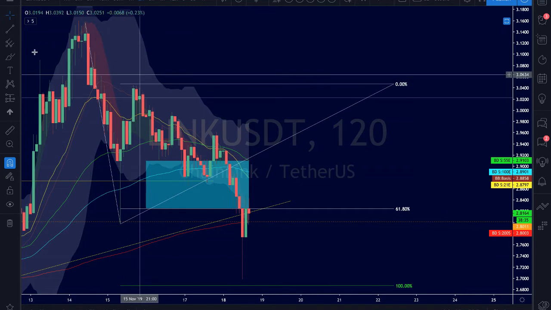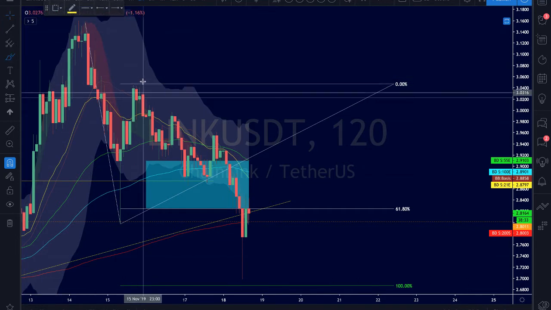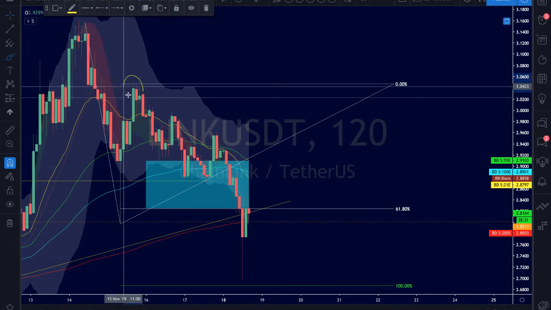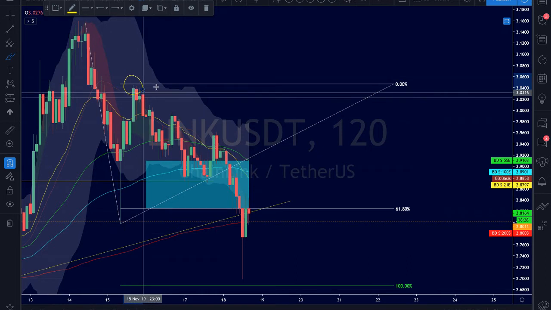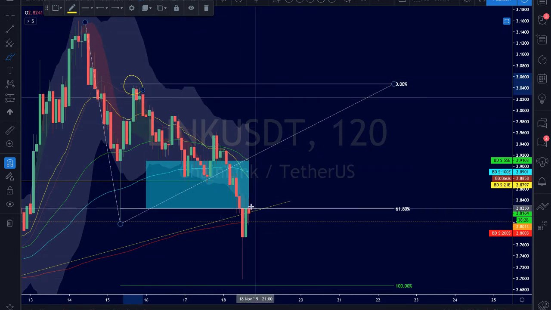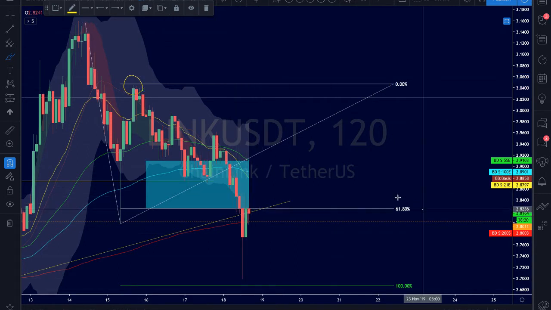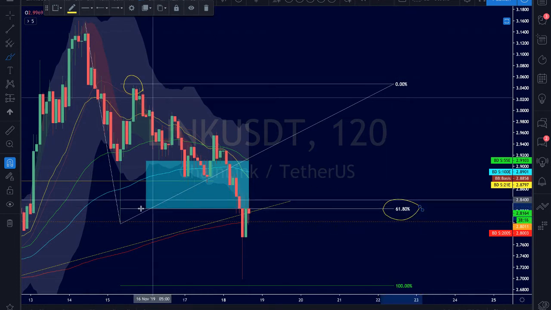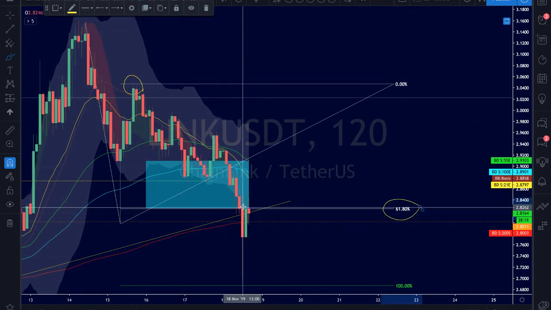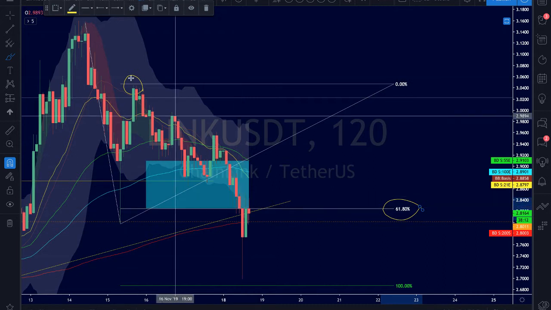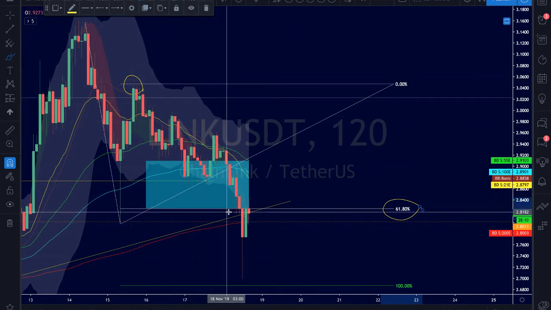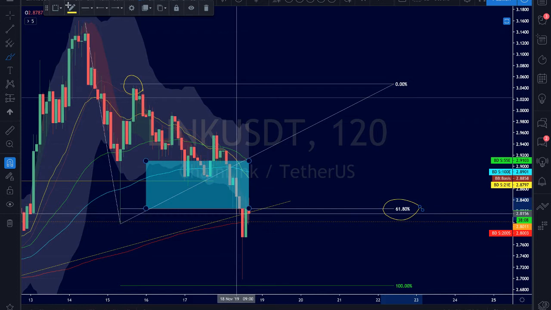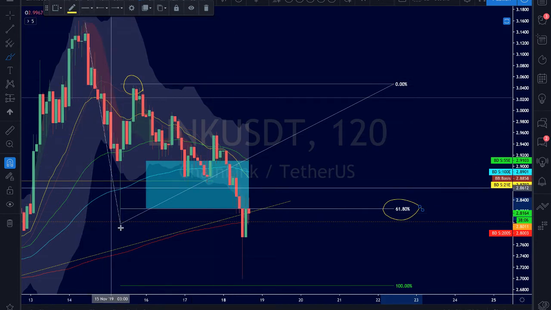And this is where I try to determine where a pivot is going to occur, and also where the target might be. My first target is always going to be the 618, and that's exactly where the bottom of this blue box is located, right here at the bottom of the 618 extension. And all that simply means is this move right here is 61.8% the length of the first move down.